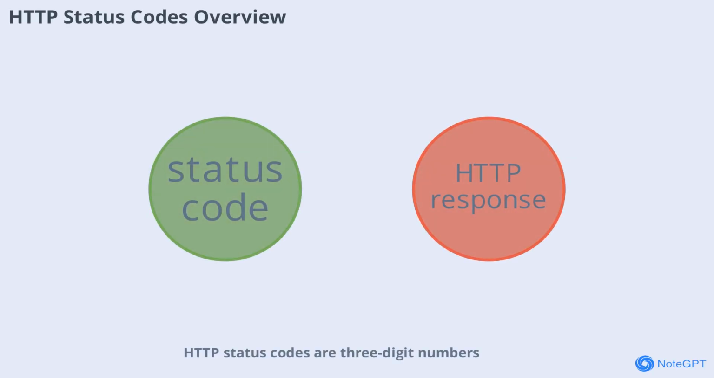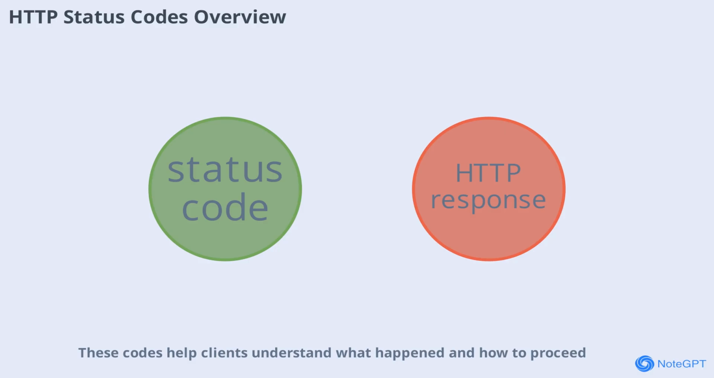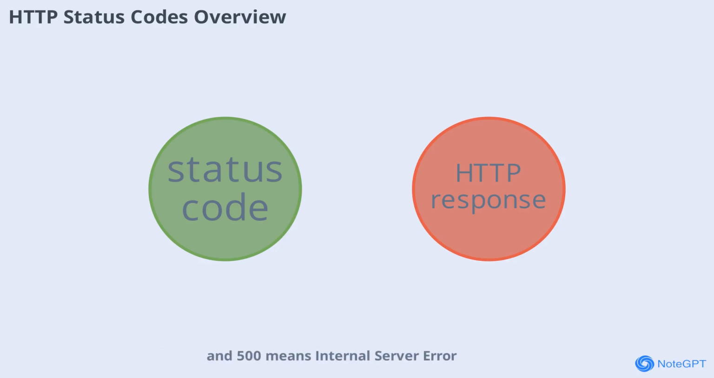HTTP status codes are 3-digit numbers that indicate the outcome of a request. The first digit categorizes the response: 1XX for informational, 2XX for success, 3XX for redirection, 4XX for client errors, and 5XX for server errors. These codes help clients understand what happened and how to proceed. For example, 200 means OK, 404 means not found, and 500 means internal server error.